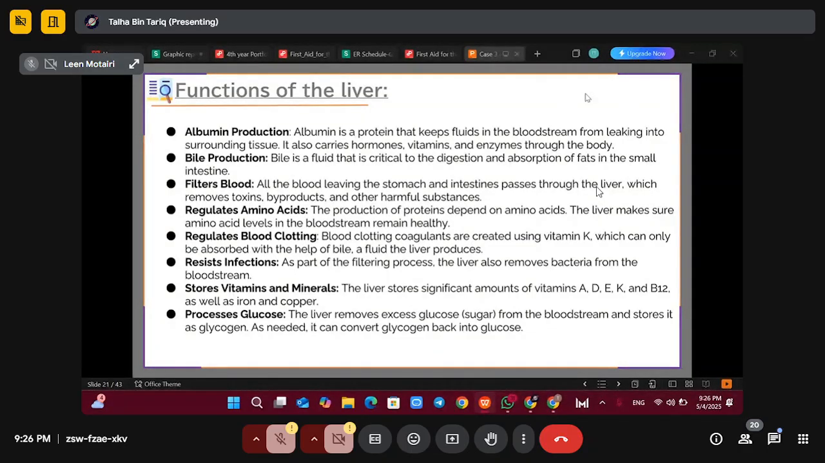Then the processing of glucose. We know the liver removes excess glucose from the bloodstream and stores it as glycogen. Once glycogen is made, the bloodstream will have less glucose. This is how it's removing the glucose, and it can even convert the glycogen back into glucose. So this is very, very important. It's making glycogen from glucose and glucose from glycogen, converting them back and forth. So these are the main functions of the liver, which are important. You guys can remember the general functions of the liver, and it's very easy to remember.